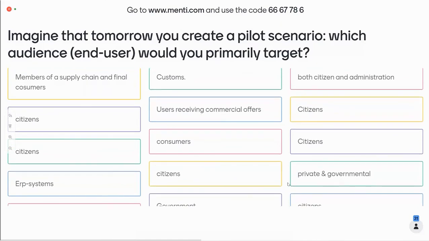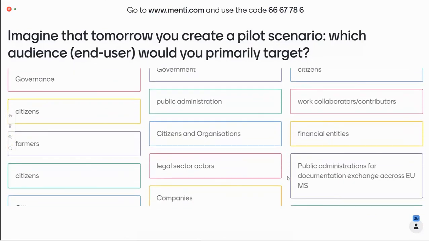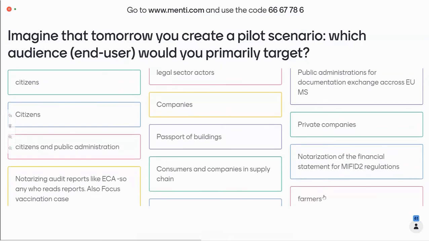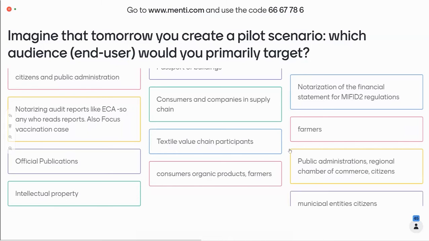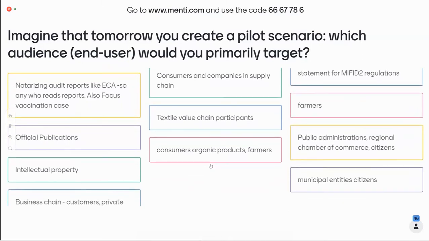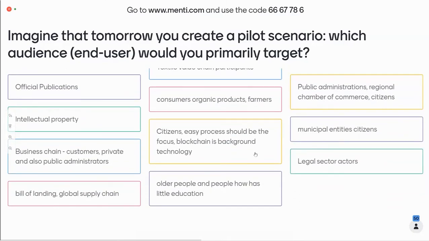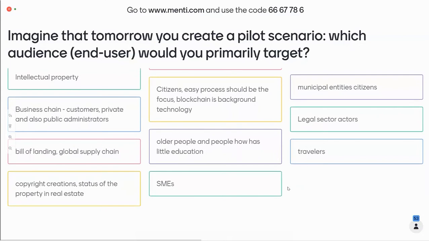Okay, very interesting. We see a lot of cities, governments, farmers, citizens, obviously. Farmers, very interesting one. IP. Of course, if you want to comment in the chat, don't hesitate. If you need any further clarification, we can explain a little bit more, or you can just apply it in the chat box. We have moderators, travelers. Nice. Official publication that is coming back. Intellectual property, very interesting as well. SMEs. Copyright creations. Right.